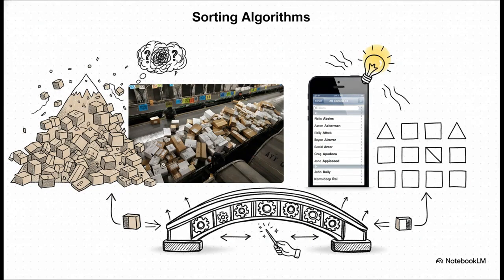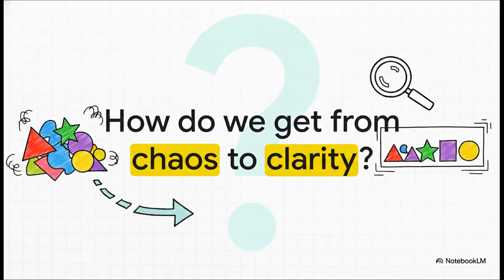Yeah, just look at this. On one side, you've got this mountain of raw, jumbled up data, kind of like these packages just thrown on a conveyor belt. And on the other side, perfectly organized, super useful information, like the contacts list on your phone. Well, sorting is that invisible bridge that takes us from the mess on the left to the order on the right. So, the big question is, how do we actually do that?